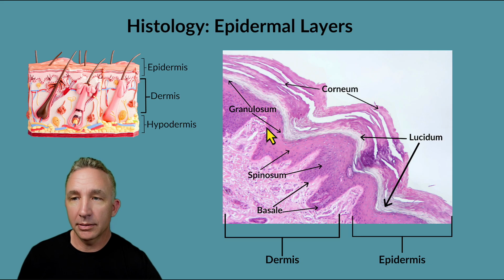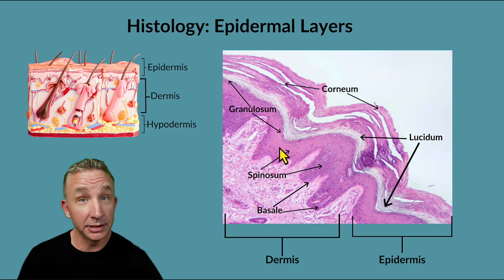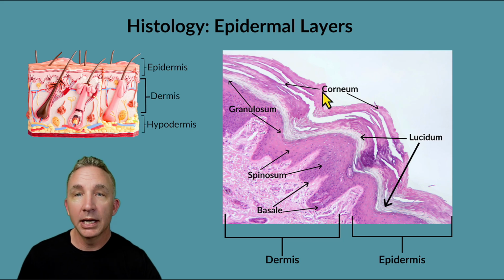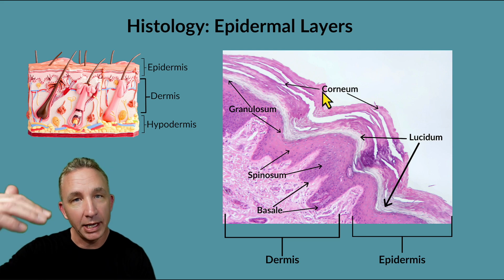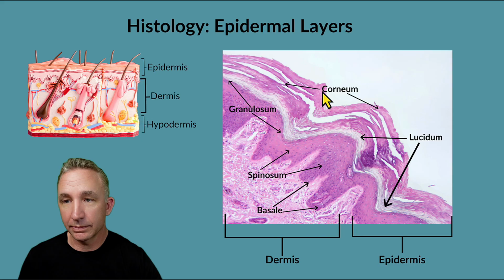Remember I said stratum basale is our deepest layer where we have the most mitosis, meaning the cells are dividing. They will differentiate into spinosum, then granulosum, then lucidum, and then corneum. And roughly this takes about a month, around 30 days, for basale to ultimately make its way up to the top, the superficial surface, to become corneum.